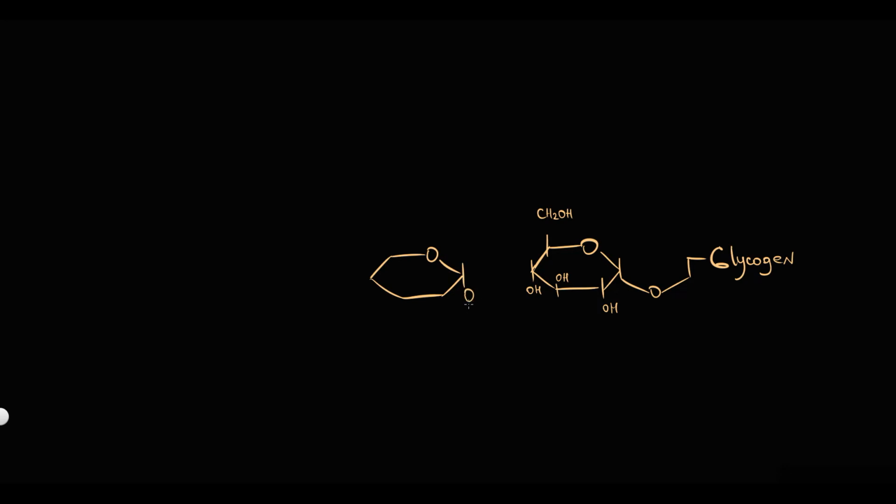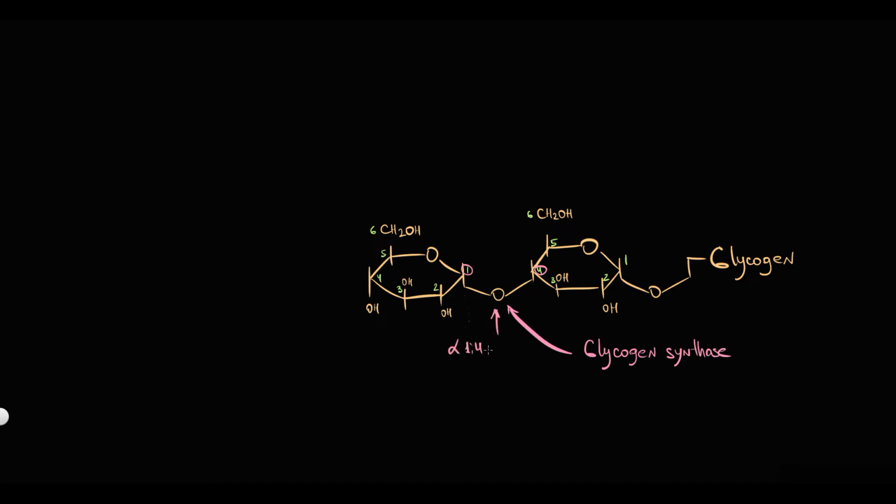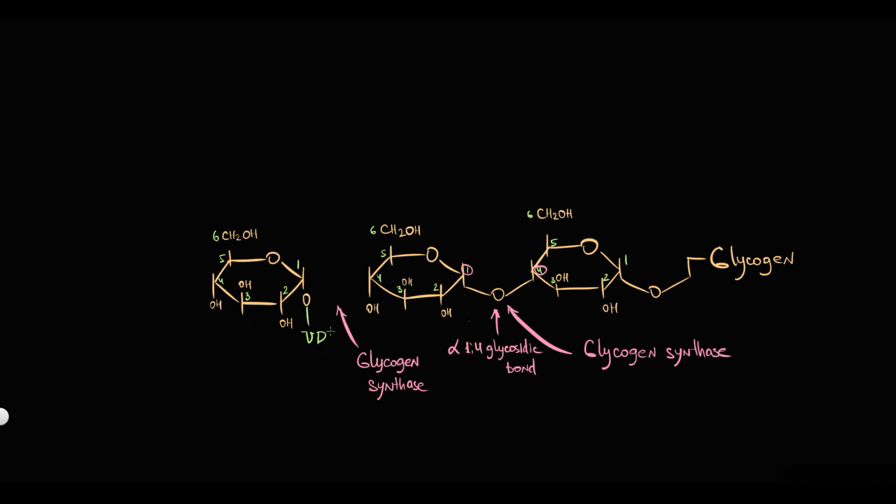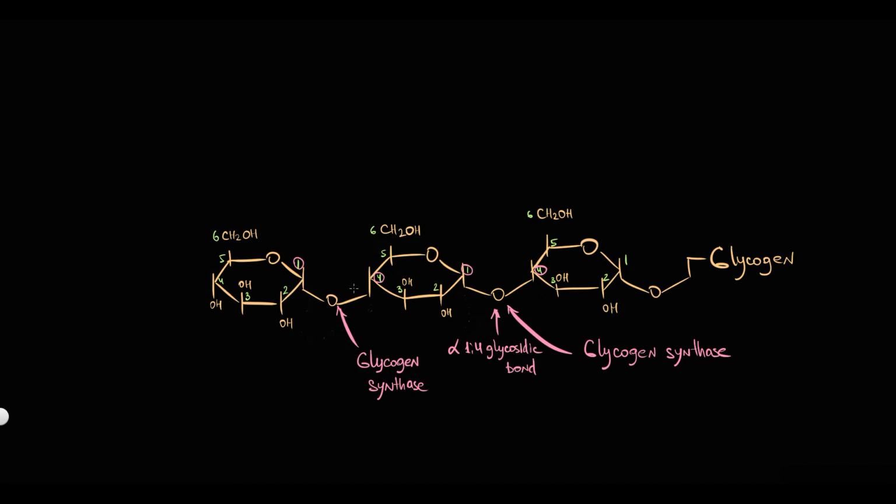To explain this in more detail, when UDP delivers an additional glucose molecule, glycogen synthase binds this new glucose molecule by the first carbon to the fourth carbon of the last glucose molecule in the glycogen structure. As a result, a 1,4 glycosidic bond is formed. Then, for example, another UDP-glucose molecule comes to the glycogen, and glycogen synthase binds this other glucose molecule to the fourth carbon of a glucose in the glycogen structure. And in this fashion, the glycogen molecule can be enlarged further and further.